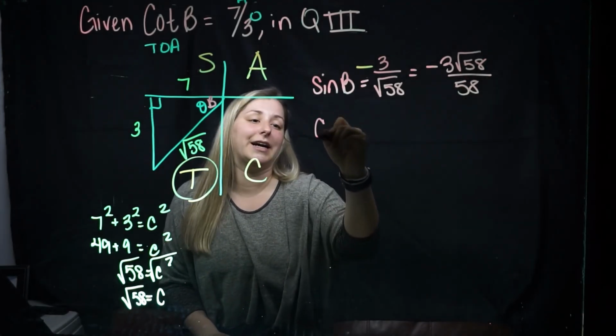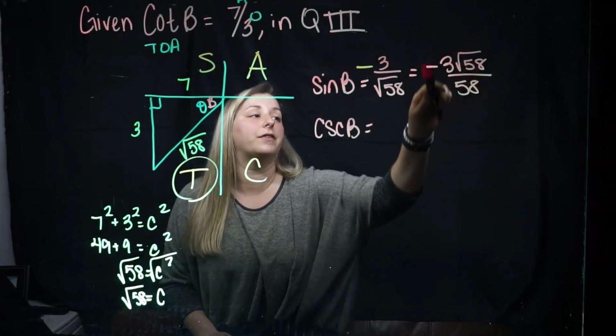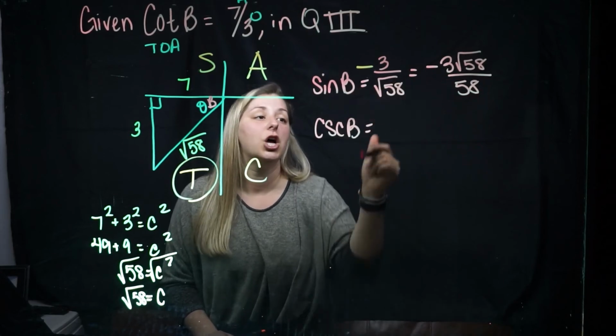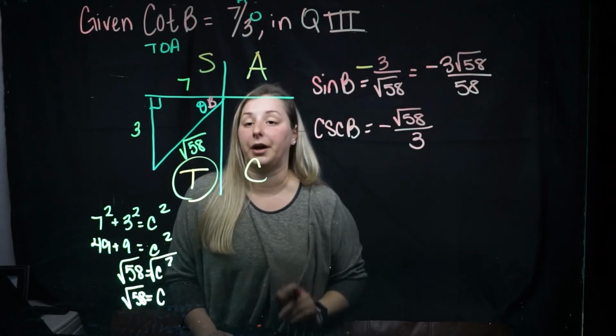The reciprocal of sine is cosecant. So we're going to flip that again, but remember we don't want to flip the rationalized fraction. You always want to flip the original. So in this case, we've got negative rad 58 all over 3.